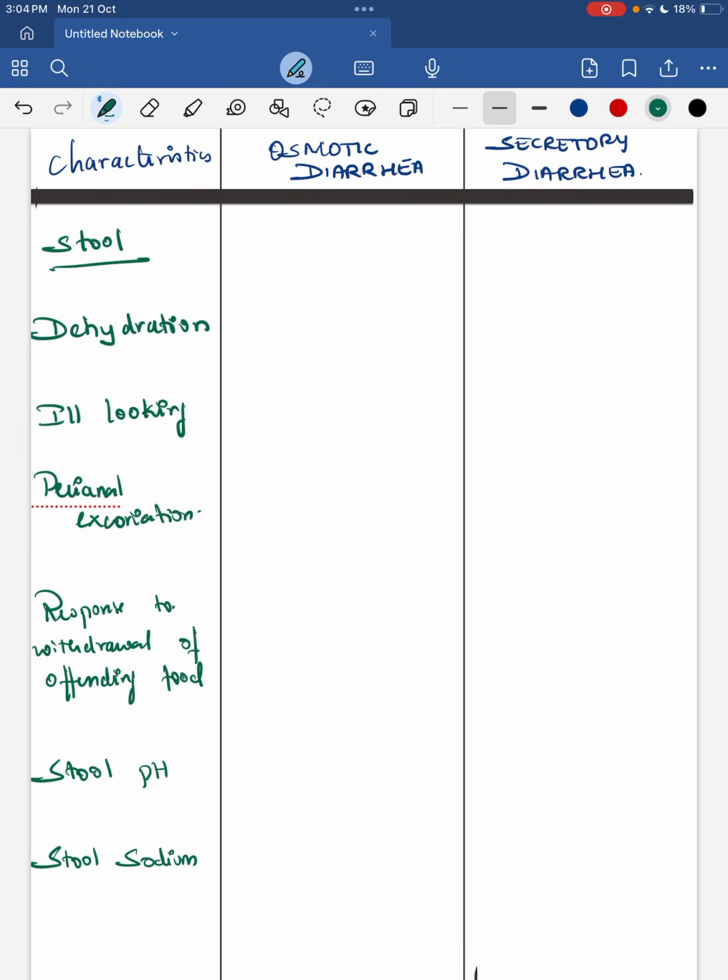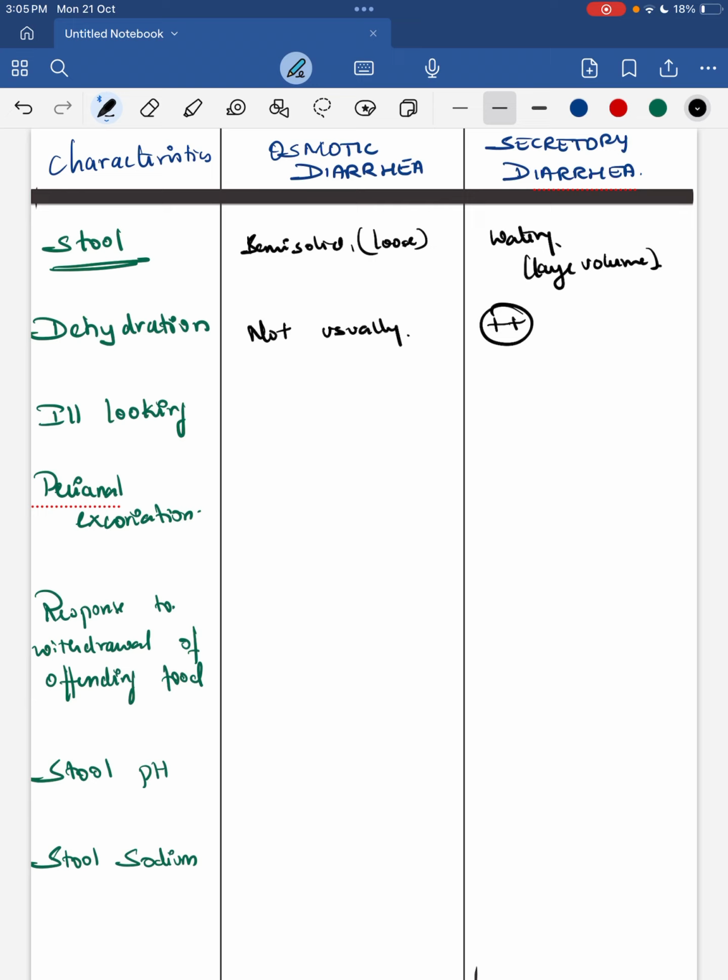Okay. Next, secretory diarrhea is usually watery. Dehydration is mainly present in secretory diarrhea. Why? Because it is a large volume stool, while dehydration is not usually present in a child with osmotic diarrhea. Ill looking is not present in osmotic diarrhea, but it is present in secretory diarrhea. Perianal excoriation is present in osmotic diarrhea, while it is not present in secretory diarrhea. Response to withdrawal of food is present in osmotic diarrhea. In secretory diarrhea, there is no response to the withdrawal of food.